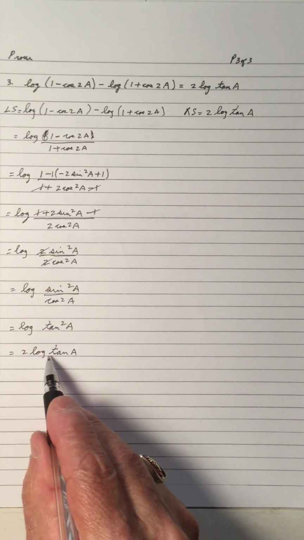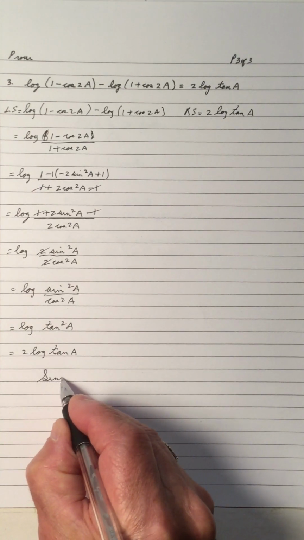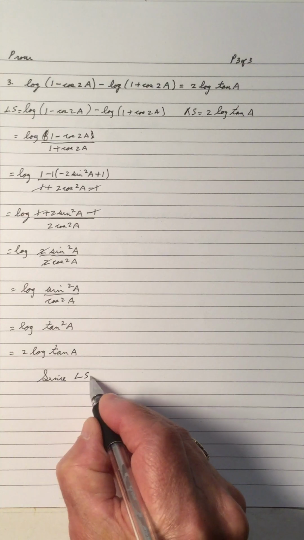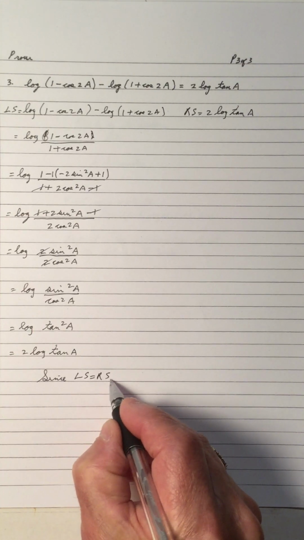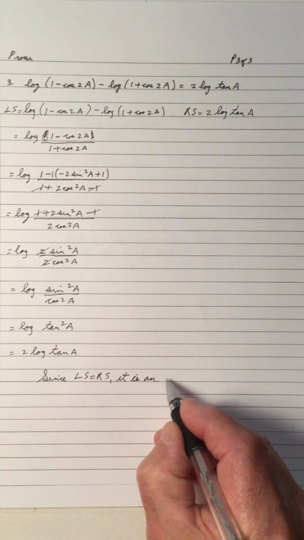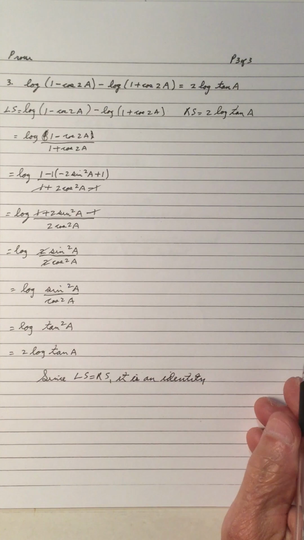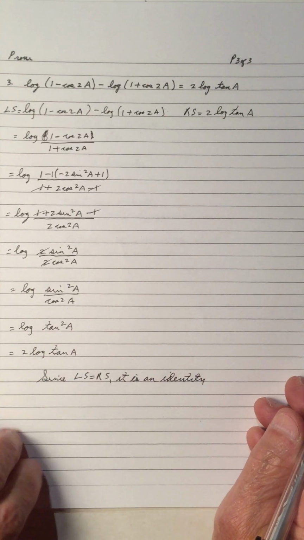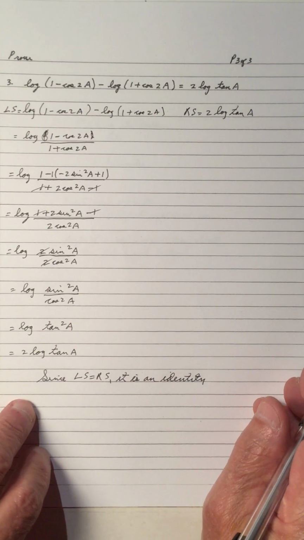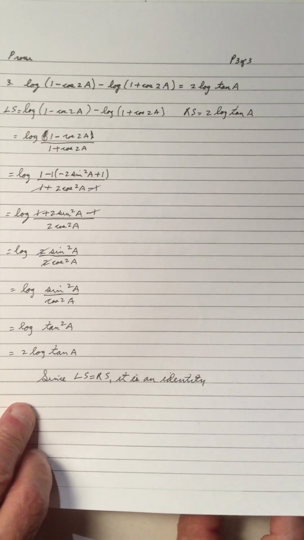And again, the left side is equal to the right side. So since the left side equals the right side, it is an identity. And that's 3 proofs done using the double angle formulas for cos and sine.